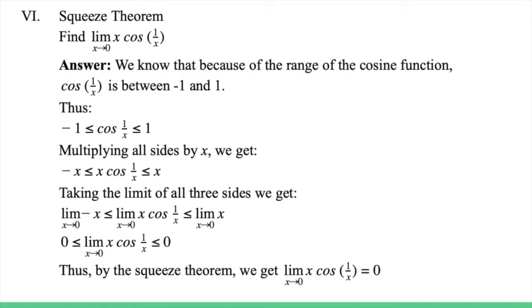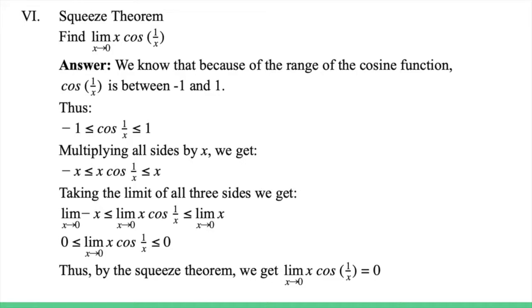Finally, we have the squeeze theorem. We want the limit as x approaches 0 of x times cosine 1 over x. So first off, this limit doesn't really seem to follow any of our other examples here. But we do know that for any cosine function, cosine of whatever, in this case 1 over x, has to be between negative 1 and 1, because of the definition of cosine. Thus, we can claim that the cosine of 1 over x is in between negative 1 and 1.